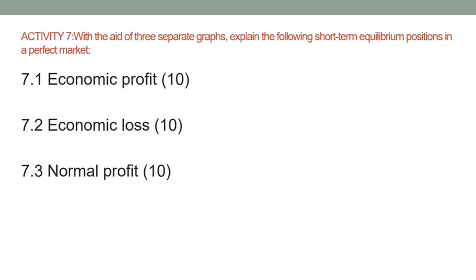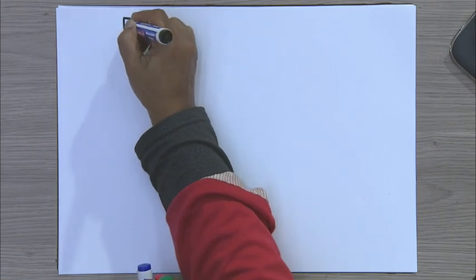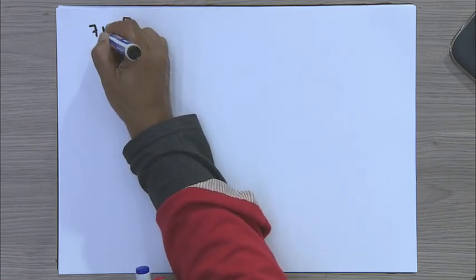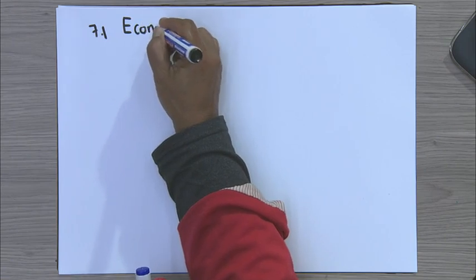Right, activity 7. Here they say, with the aid of 3 separate graphs, explain the following short-term equilibrium positions in a perfect market. And they want you to explain economic profit, economic loss, as well as normal profit. So we're going to look at the first one now. And the first one is economic profit.